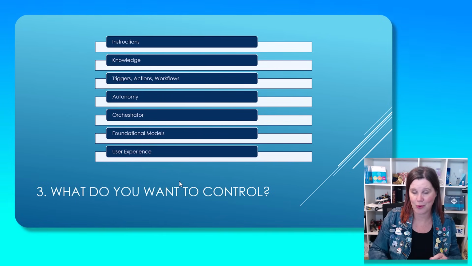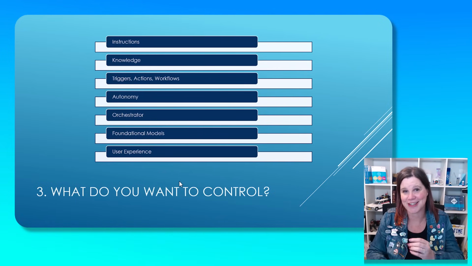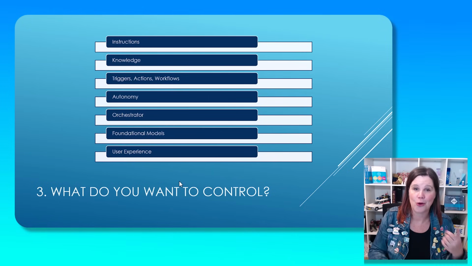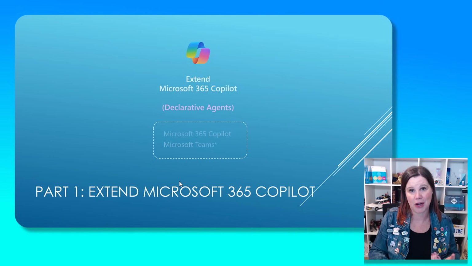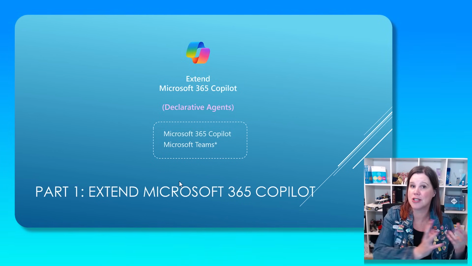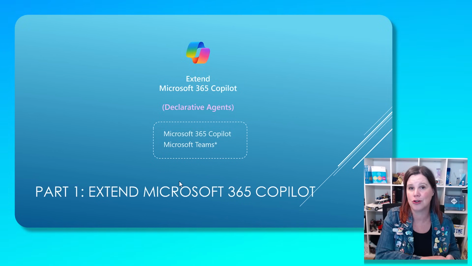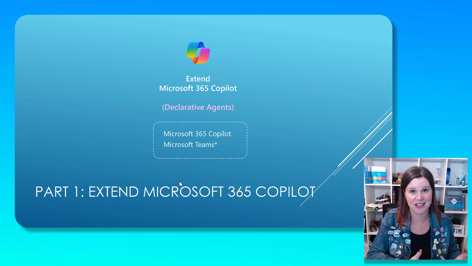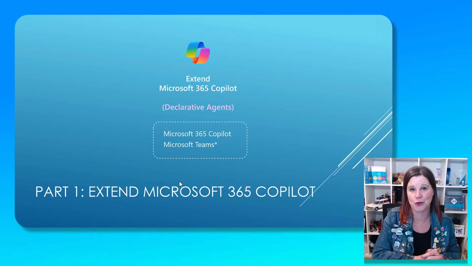Spoiler alert, when we get to that top end of the Code First and Azure, you're going to have full control, whereas when we're starting here with the Microsoft 365 Copilot extensions, we are at a much lower level of control, but also a much lower level of skill and time to get something out into the hands of your users.